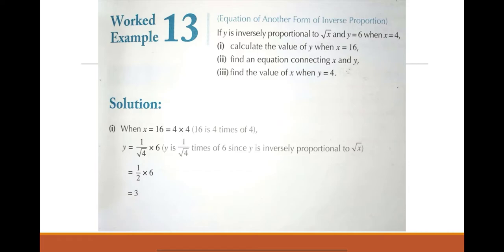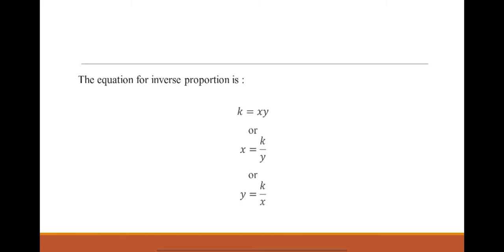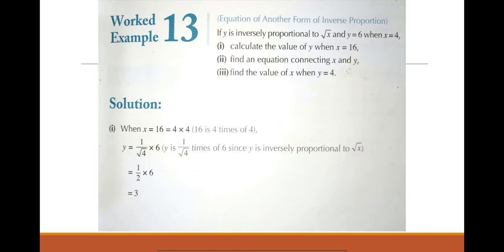Okay, so we're going to go to worked example 13. You can open your textbook. If y is inversely proportional to the square root of x, and y equals 6 when x equals 4, calculate the value of y when x equals 16. So here we can use the equation of inverse proportion, the one on the previous slide, to find the k first.